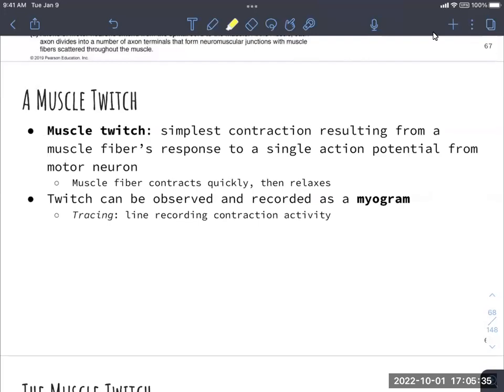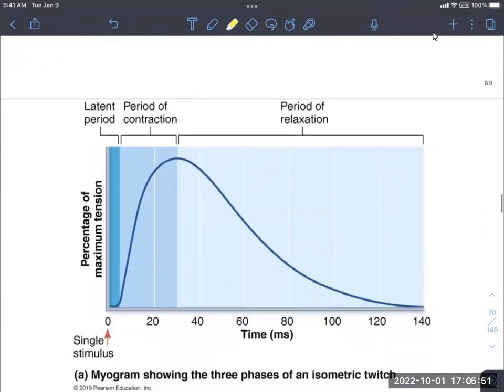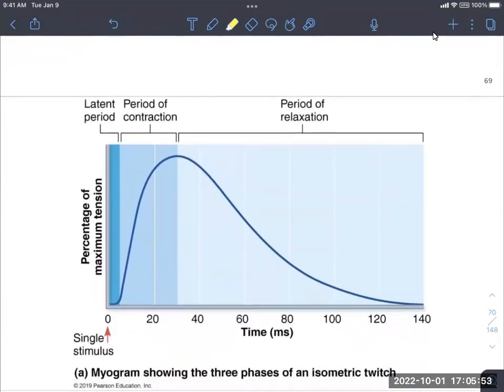And we can actually record and observe muscle twitches on myograms. Myo, muscle, gram, it's a way of monitoring things. So we kind of see a line of contraction activity. So here is one of those myograms. We see where the contraction happens, and where the relaxation happens. We see the period of contraction, the period of relaxation. We see when all of that is taking place on one of these myograms.